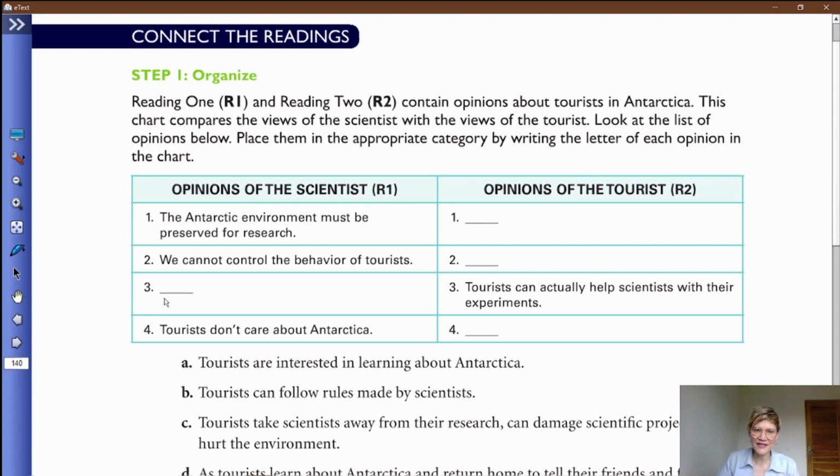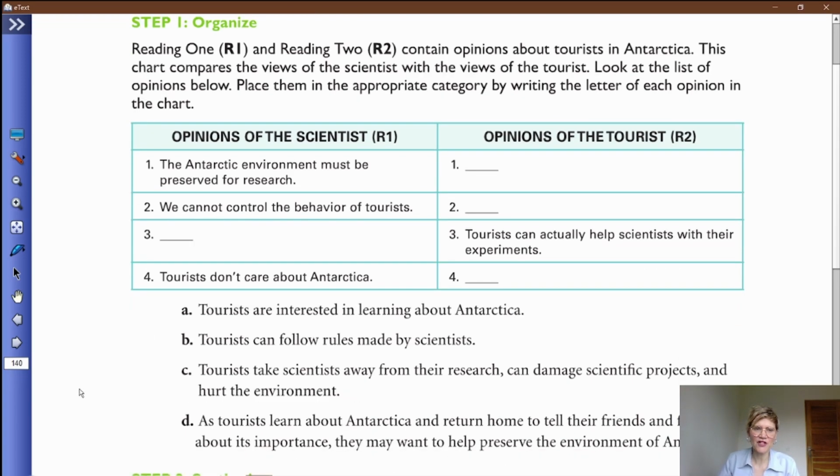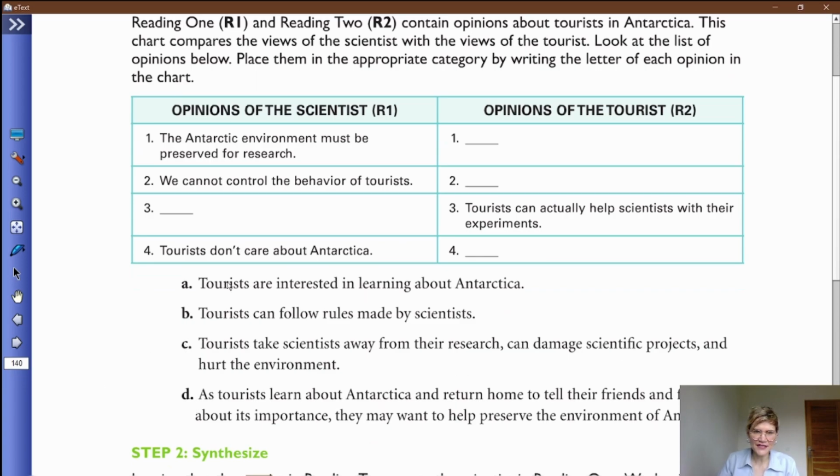That brings us to connecting the readings. The first step is organizing. Reading 1 and reading 2 contain opinions about tourism in Antarctica. This chart compares the views of the scientist with the views of the tourist. Now look at the list of opinions below. Place them in the appropriate category by writing the letter of each opinion in the chart below. So we've got opinions A, B, C, D, the opinions of the scientist and the opinions of the tourist. Now please place them in the right box as they appear in text 1 and reading 1 and text 2 and reading 2. Pause your video. Go ahead.